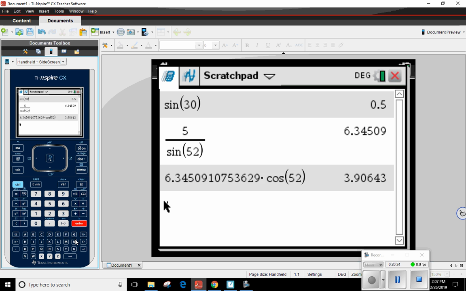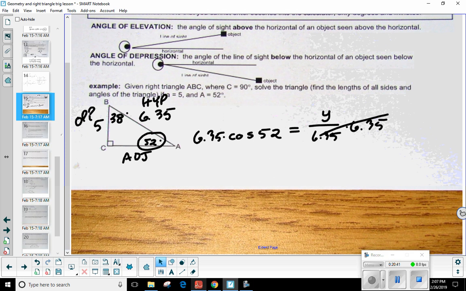Okay. Whatever unit of measurement we have here. Centimeters or inches or whatever. Okay. So adjacent 3.91. There we go. Okay. Questions?